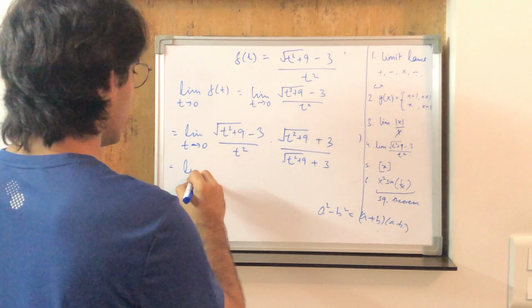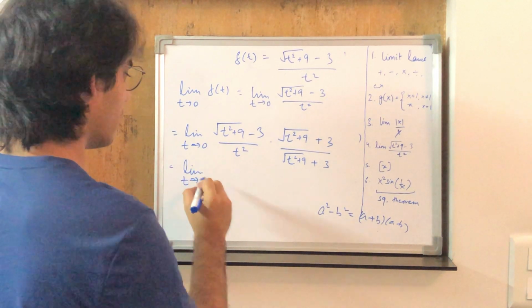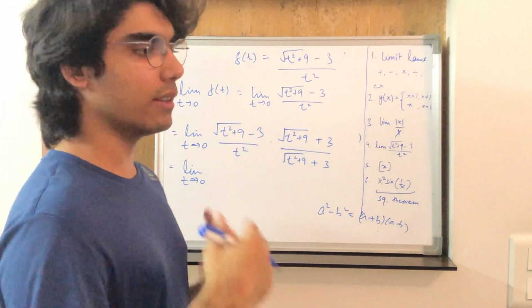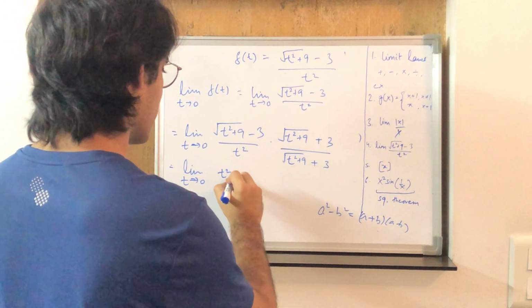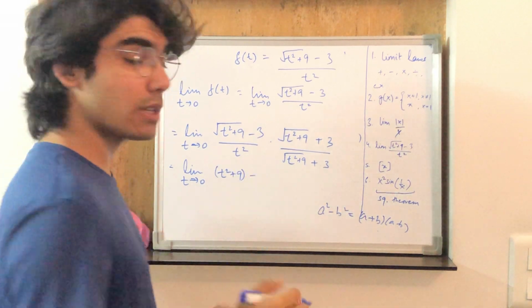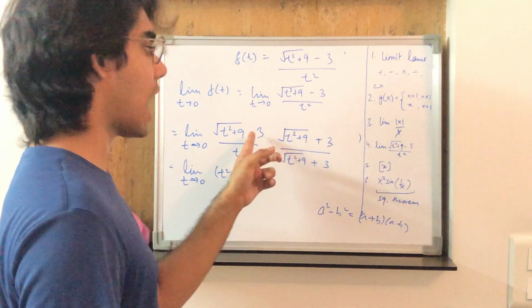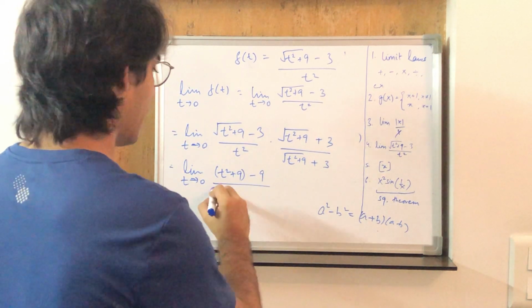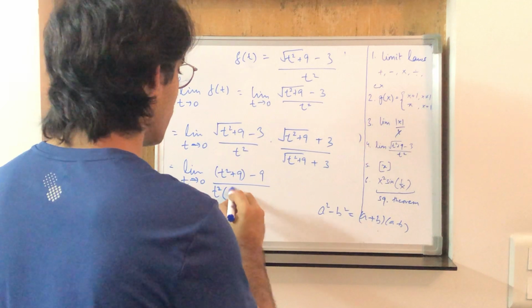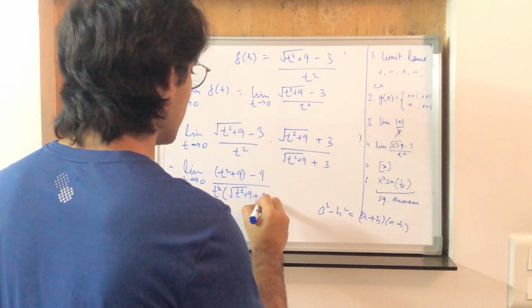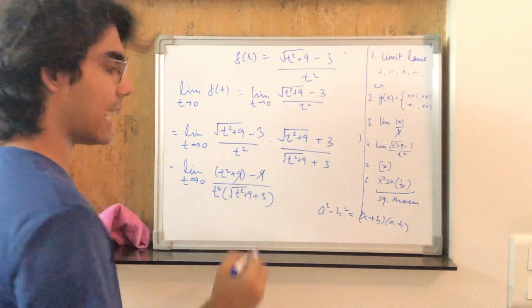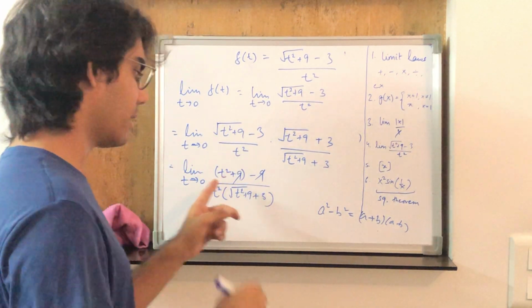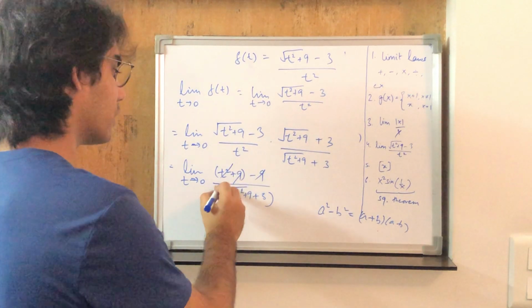So that's going to be limit t tending to 0. I'm going to get a squared minus b squared. So a is root t squared plus 9. The square is going to be t squared plus 9 minus b squared. b is 3. It's not -3, it's 3, right? So that's going to give me 9. And the denominator is going to be t squared times root t squared plus 9 plus 3. I can cancel out these 9's in the numerator. I'm going to be left with a t squared in the numerator and a t squared in the denominator. I can cancel those out as well.